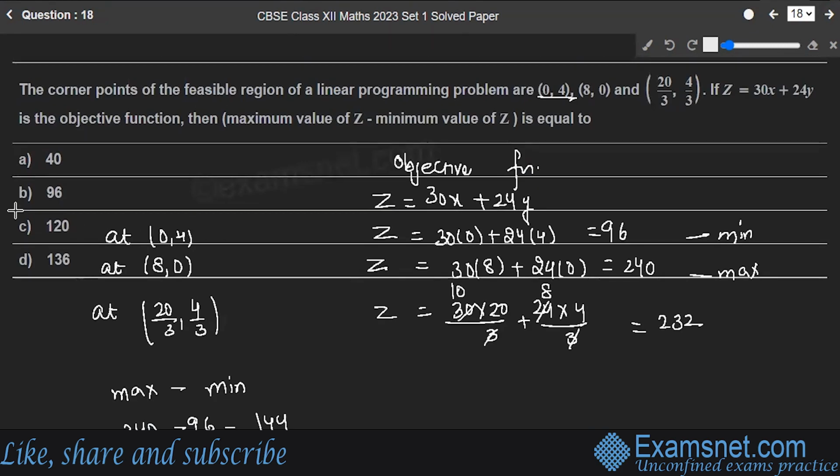Let's check with the options. We don't have any option over there, so the answer is not listed. So E, none of these. Okay. Hope you got that.